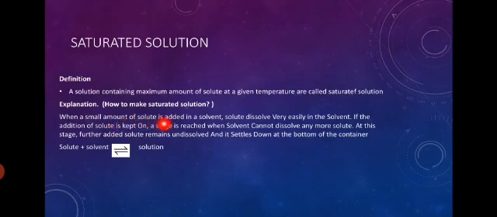When a small amount of solute is added to a solvent, the solute dissolves very easily in the solvent. If the addition of solute is continued, a stage is reached when the solvent cannot dissolve any more solute. At this stage, further added solute remains undissolved and settles at the bottom of the container. So when you add solute to the solvent, it forms the solution. Here, dissolved and undissolved crystals are both present.